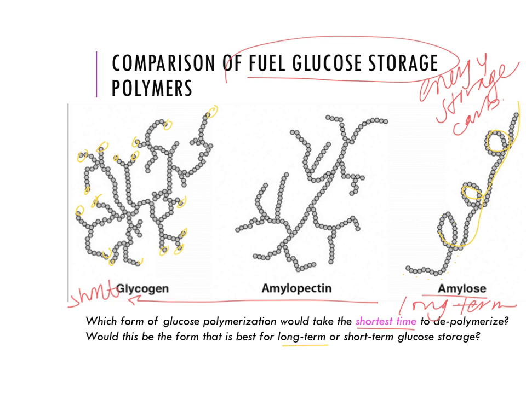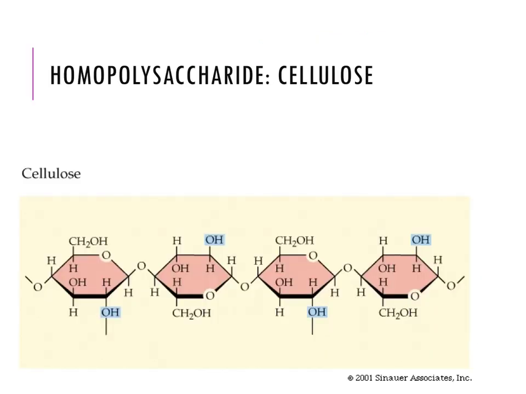So amylose is best for long-term storage. It's water insoluble. You can get a lot more glucose per molecule stored. Whereas glycogen has lots of branch points, so it's best for quick, easy energy. Okay, so now we're moving on to another homopolysaccharide that is for structural support.